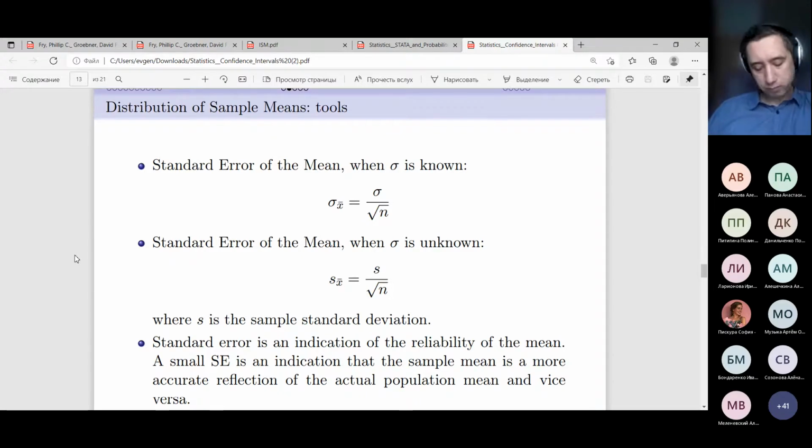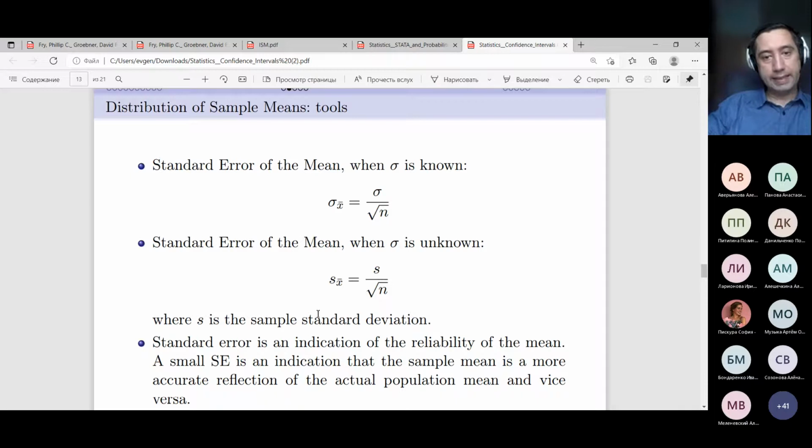But in practice, especially in management, especially if you work with surveys, you don't know the population standard deviation. If you conduct a survey, you cannot calculate the population standard deviation because you work with a sample. And in this case, we replace sigma with S, i.e. we replace the population standard deviation with the sample standard deviation. And this formula can be found here.